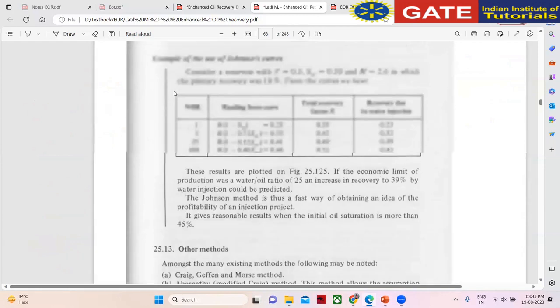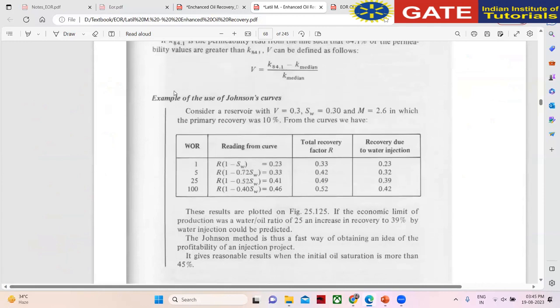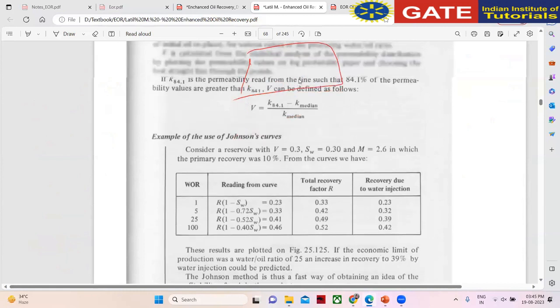But on that concept, no question has been asked in previous years. Only permeability variation coefficient will be asked, so questions will be on permeability variation coefficient. Okay. So you have to memorize that formula. Got it?